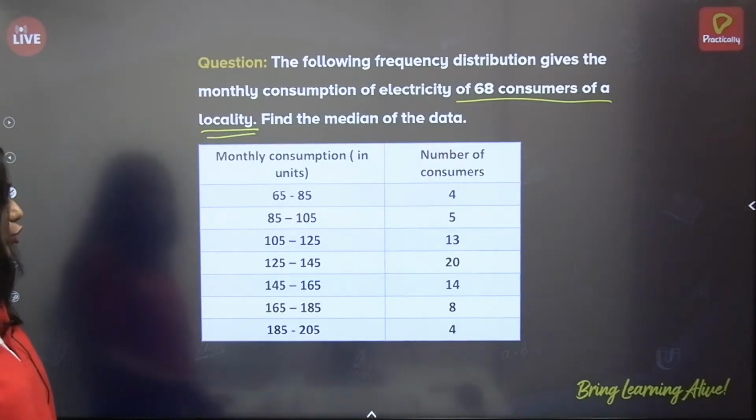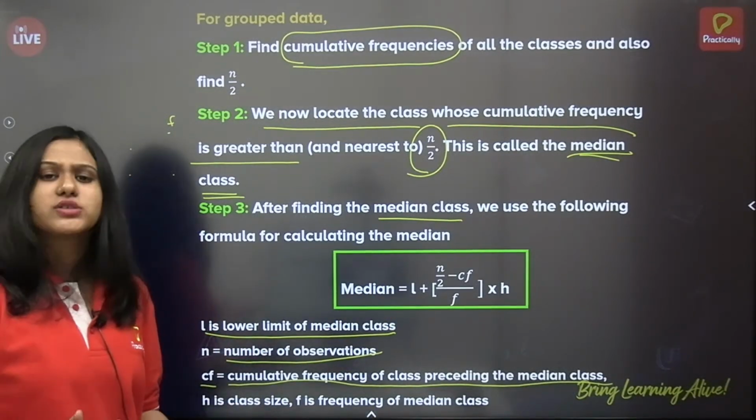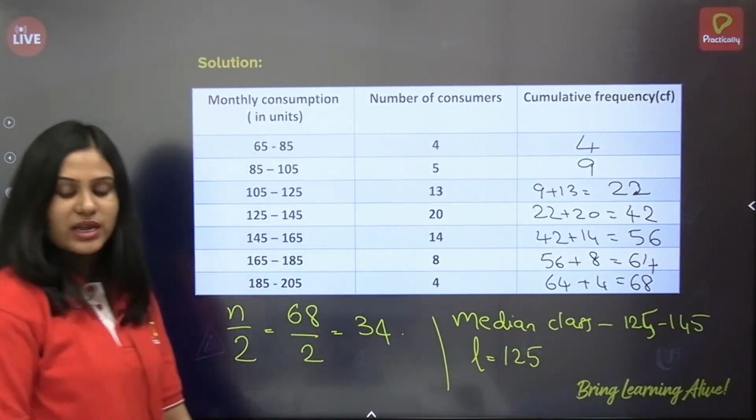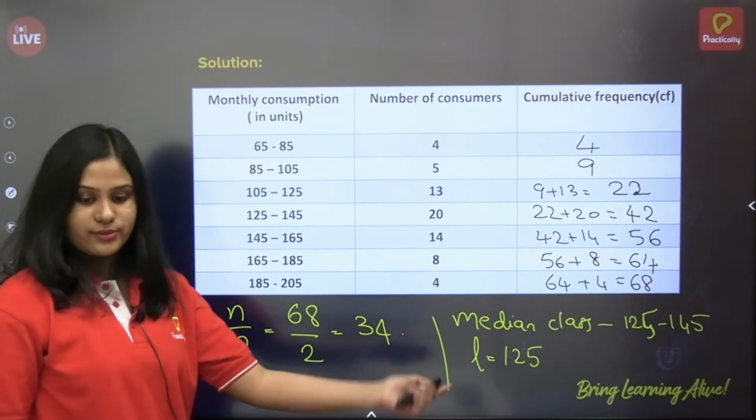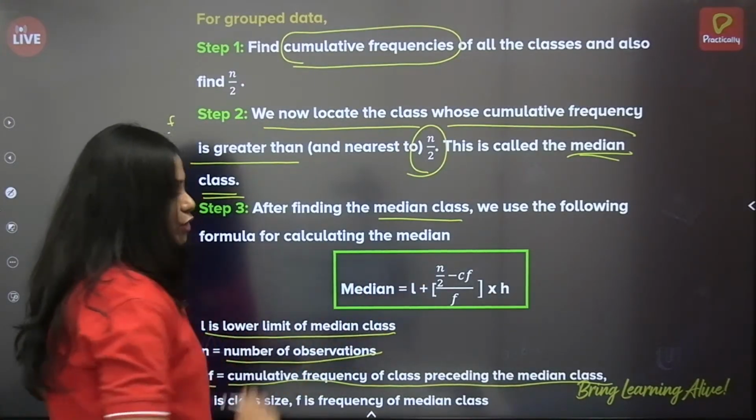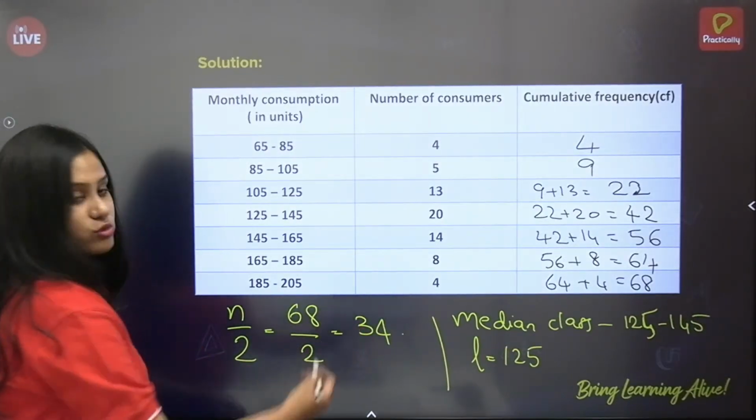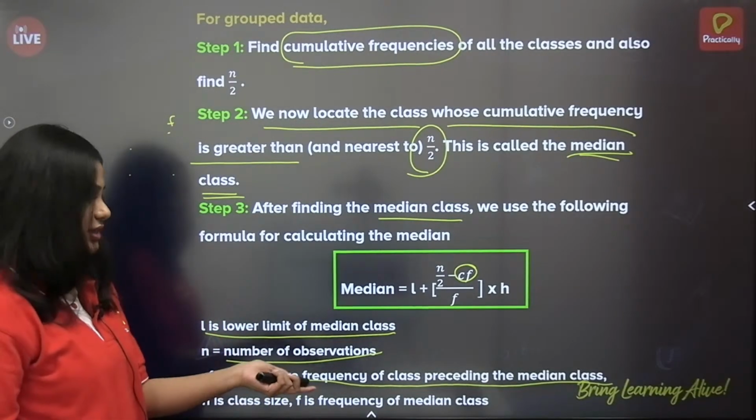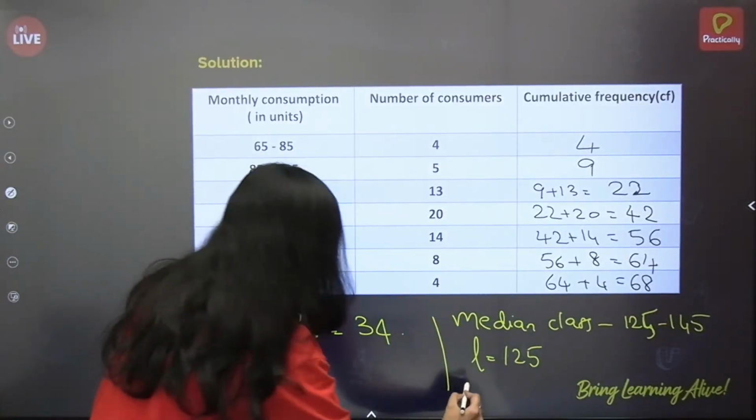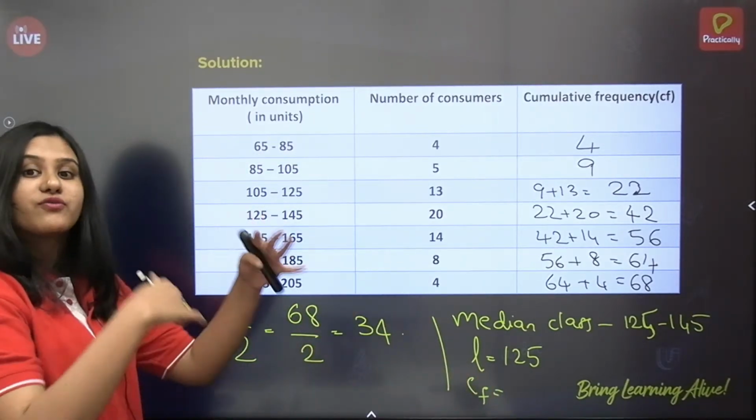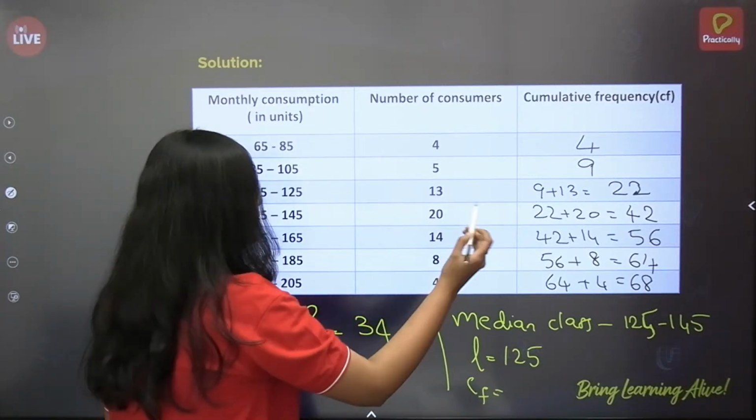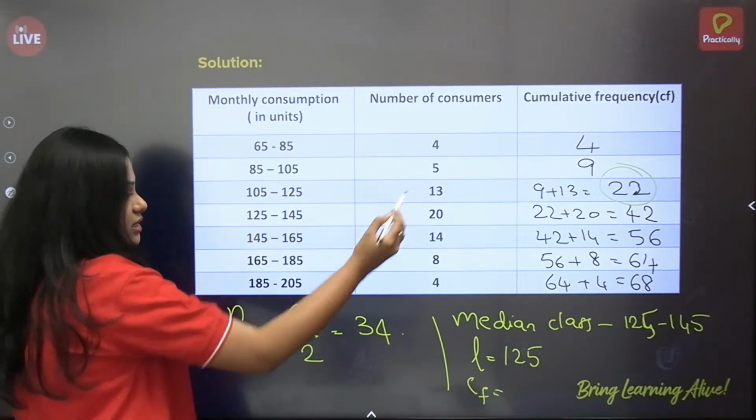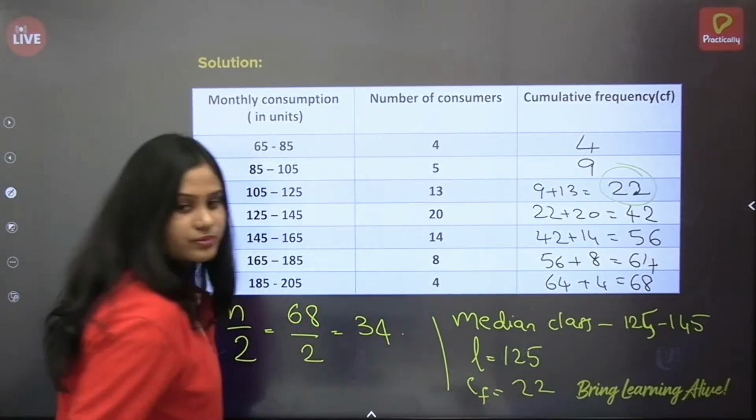Now check the formula. What do we want? Do we have L? Of course, we have the median class. So what is L? L is equal to 125. Correct? That is the lower class limit of the class interval. Next, what do we want? N by 2. Do we have N by 2? Of course, that is 34. Do we have CF? We did not write it yet. So, what is CF? CF is nothing but the cumulative frequency of the class preceding the median class. That is 22. So, CF is 22.